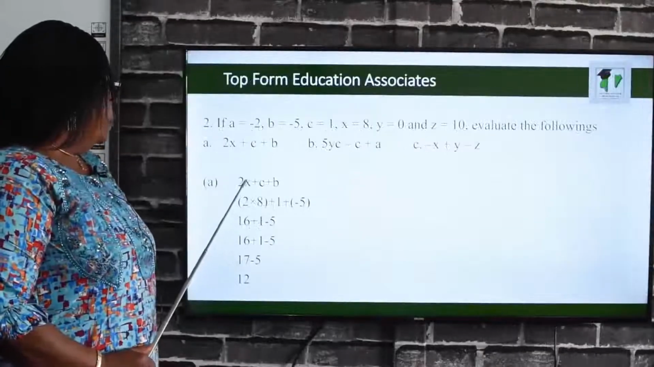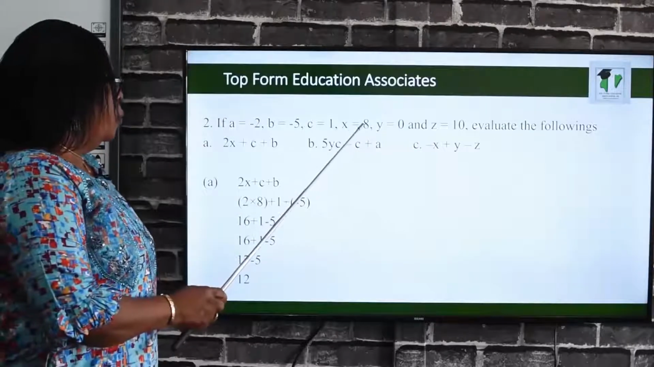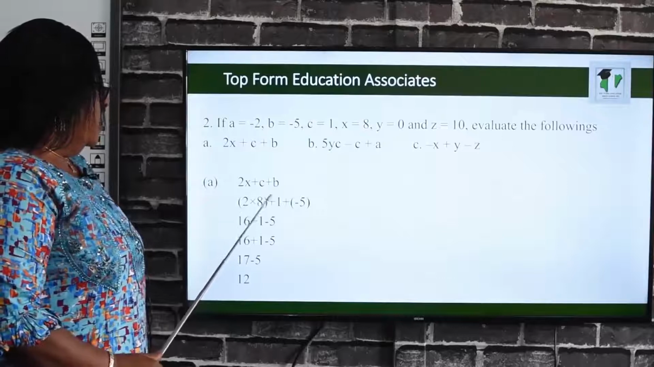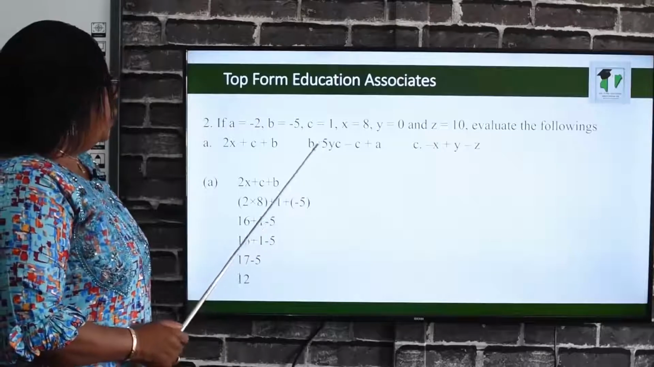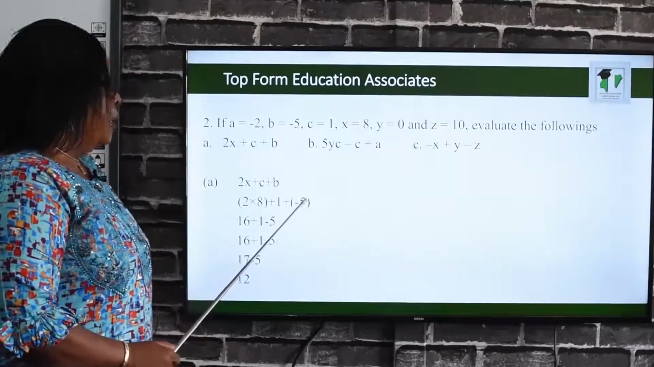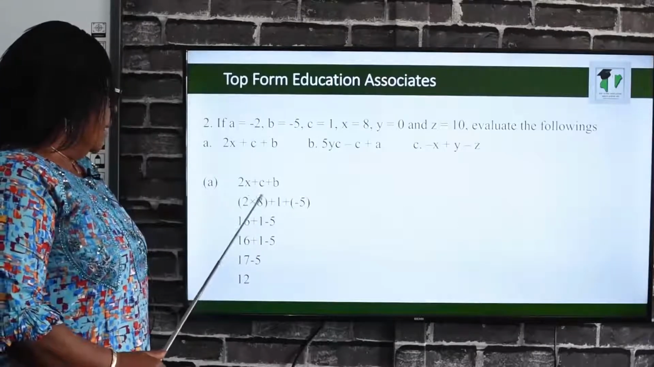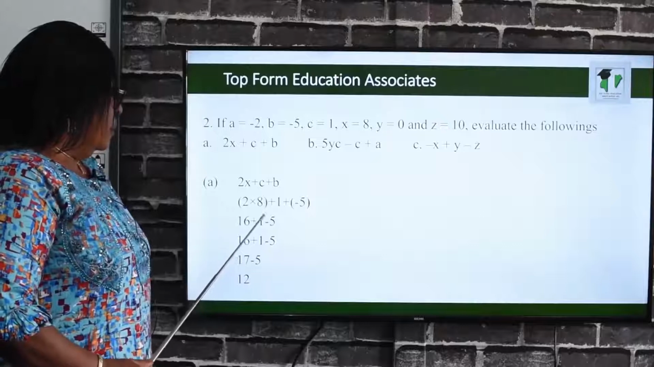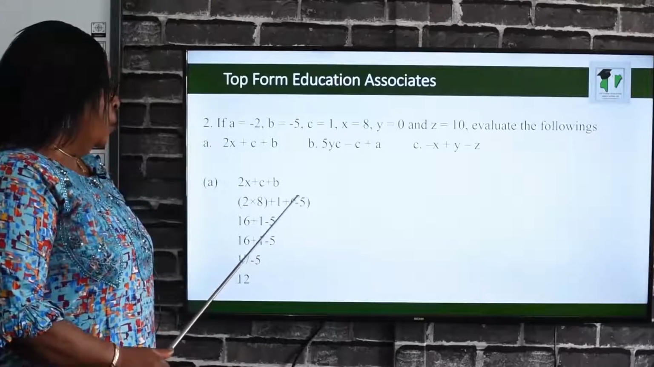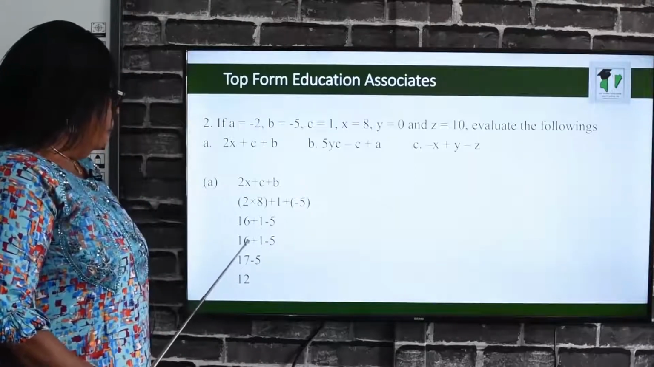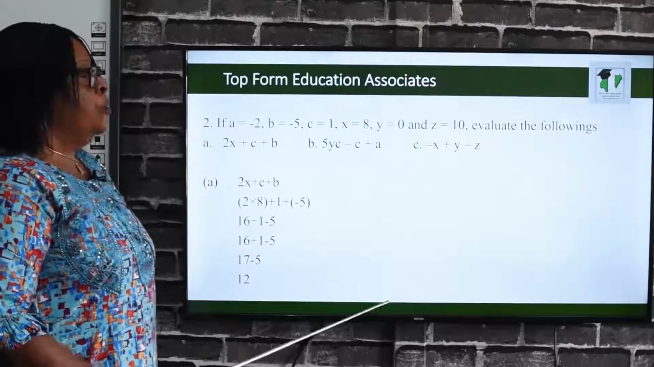A, 2x plus c plus b. x is equal to 8. So 2 times 8 plus c is 1 plus b is minus 5. Put this minus 5 in brackets. So that will be 2 times 8 is 16 plus 1. Because it's a plus sign in front of this bracket, it has no effect on the minus. So it's minus 5. 16 plus 1 minus 5 gives us 17 minus 5. Answer is 12.